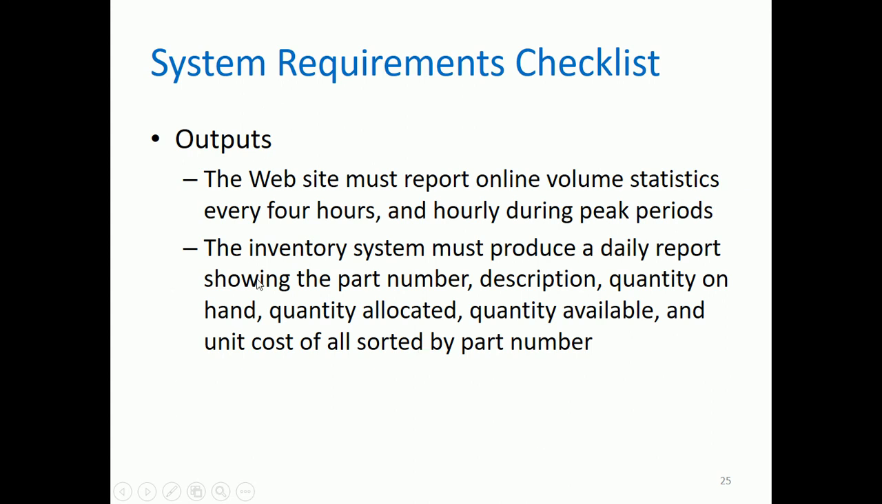Another example. The inventory must produce a daily report showing the part number, description, quantity on hand, quantity allocated, quantity available, and unit cost, all sorted by part number. This is also an example of an output because the system is expected to produce a daily report. Produce is already an output. Another term for output is, for example, print. Print the information, print for example a grade. That is already an example of an output.